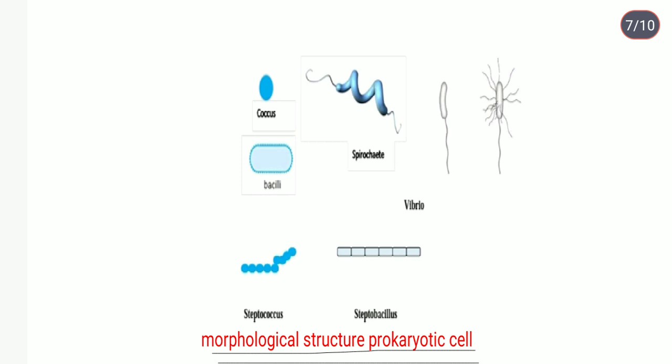Morphological structure of prokaryotic cells. First of all, it is coccus. Its spherical or oval shape is called coccus, and this is streptococcus. Means when cocci form a chain-like structure, it is called streptococcus.